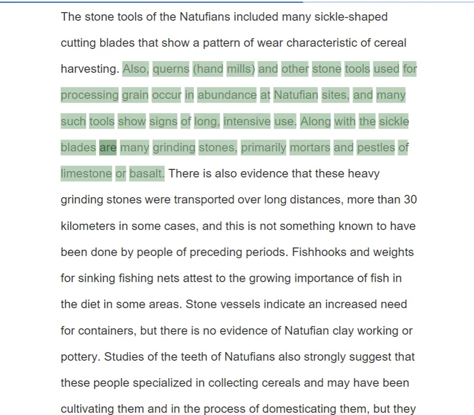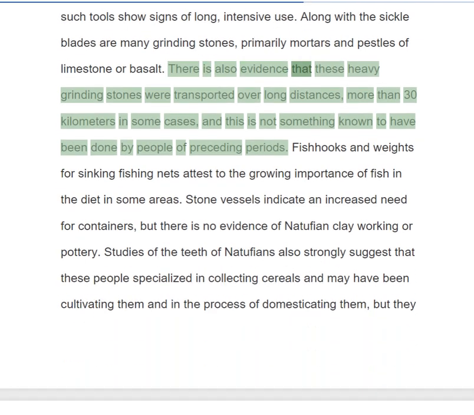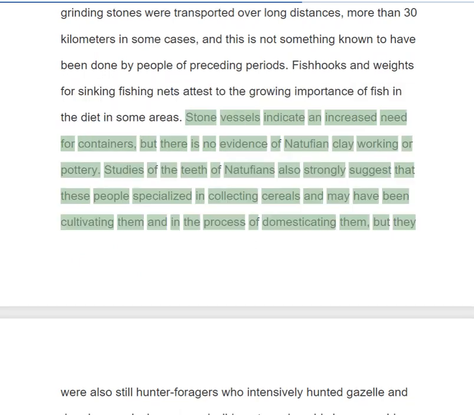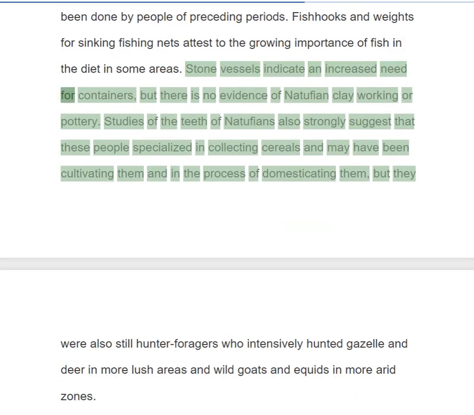Along with the sickle blades are many grinding stones, primarily mortars and pestles of limestone or basalt. There is also evidence that these heavy grinding stones were transported over long distances, more than 30 kilometers in some cases, and this is not something known to have been done by people of preceding periods. Fishhooks and weights for sinking fishing nets attest to the growing importance of fish in the diet in some areas. Stone vessels indicate an increased need for containers, but there is no evidence of Natufian clay working or pottery.